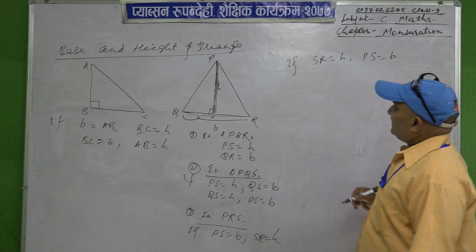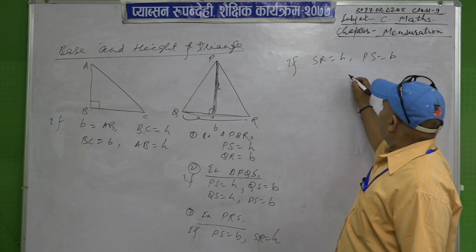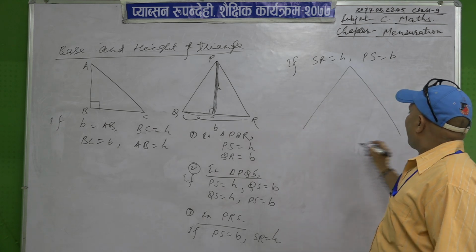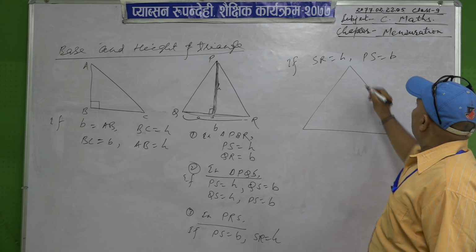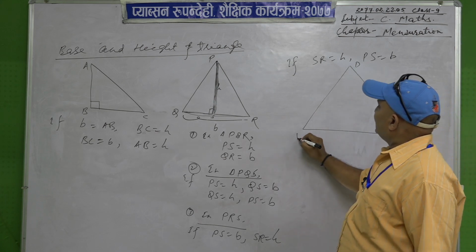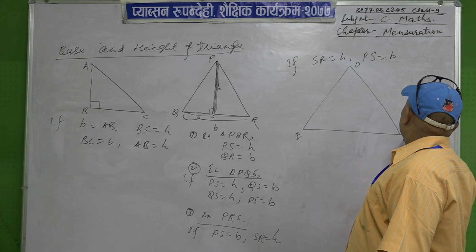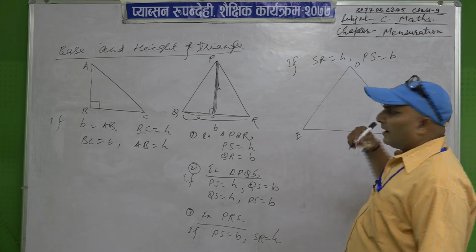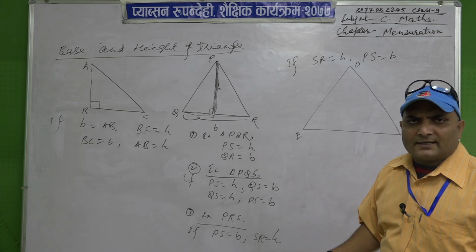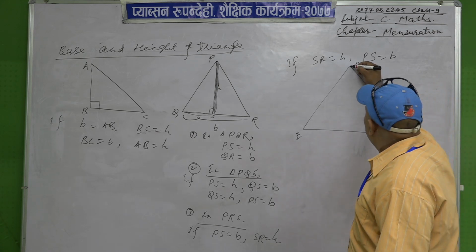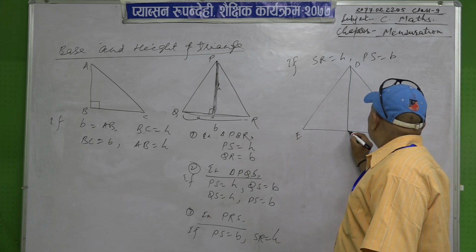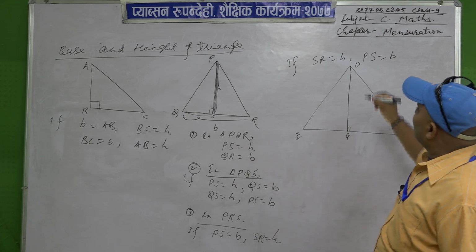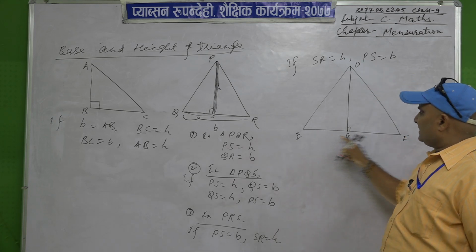Okay. Now take another figure. Suppose this is D, this is E, and this is F. The triangle is DEF. Now, how many heights may be in a triangle? Let us see how many heights. Suppose DG is perpendicular to EF.